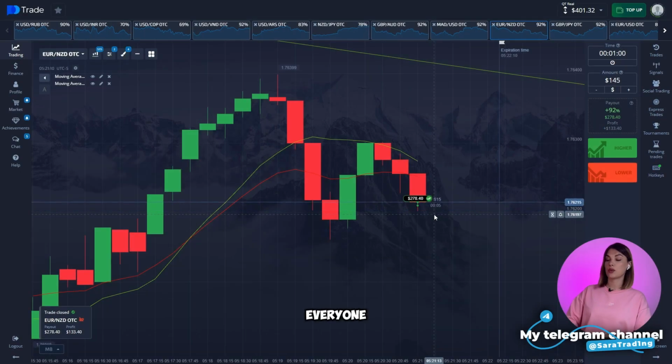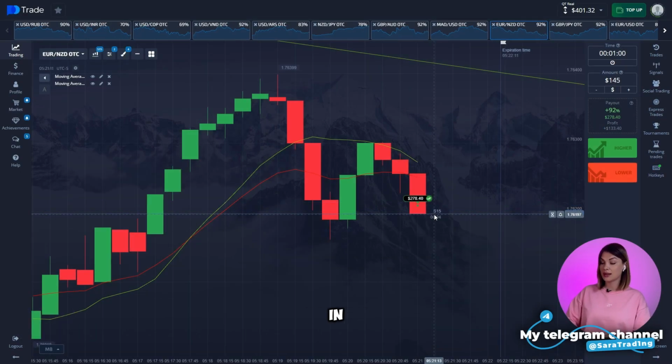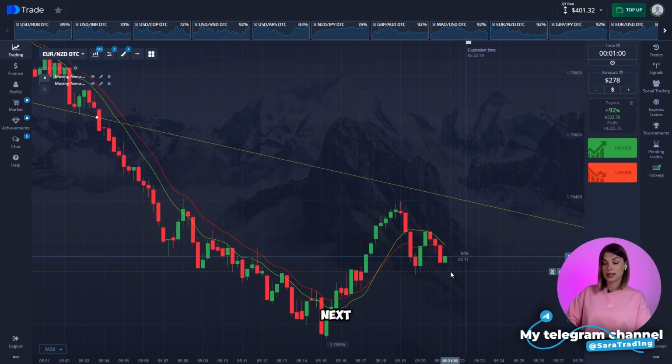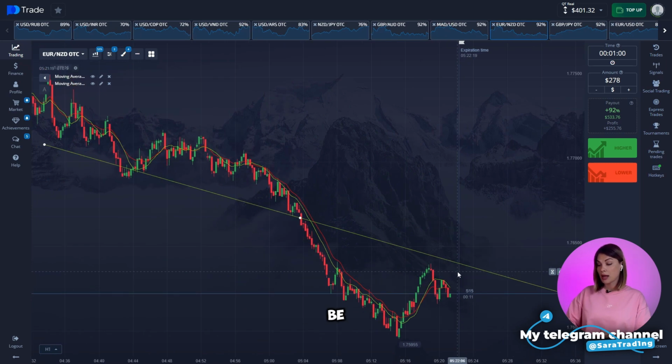So friends, I think everyone saw the volatility present in this asset, but nevertheless, the deal closed in plus. $278 was still on top. Then we set the amount to $278 and again move to the next asset. This will probably be our last transaction.